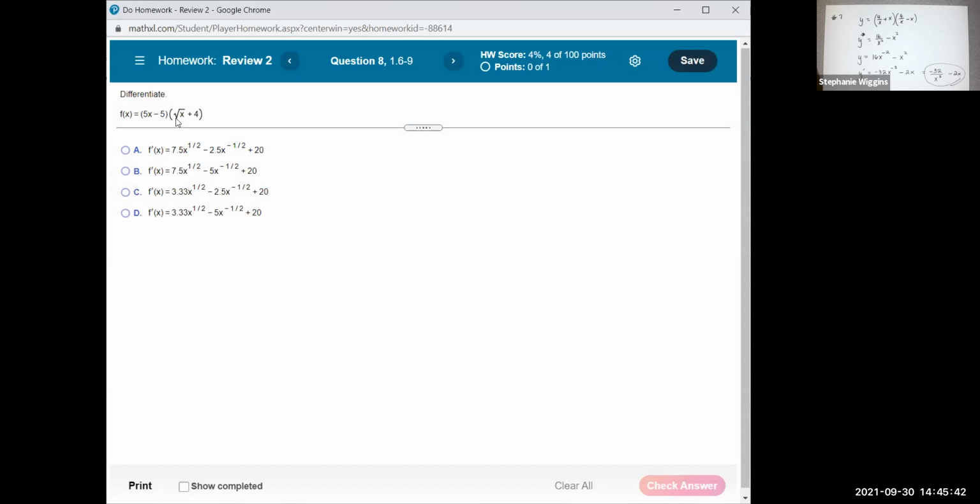All right, when you see a square root like this, you're going to want to write that as x to the 1/2 power. So again, since this is the section of the product rule, let me use the product rule for this problem. So we're on number 8. I'm going to copy this down real quick. We've got f of x equals 5x minus 5, and then the square root of x plus 4.